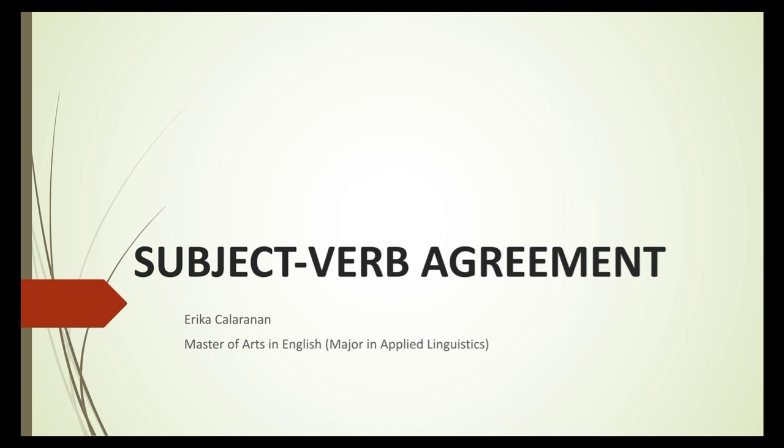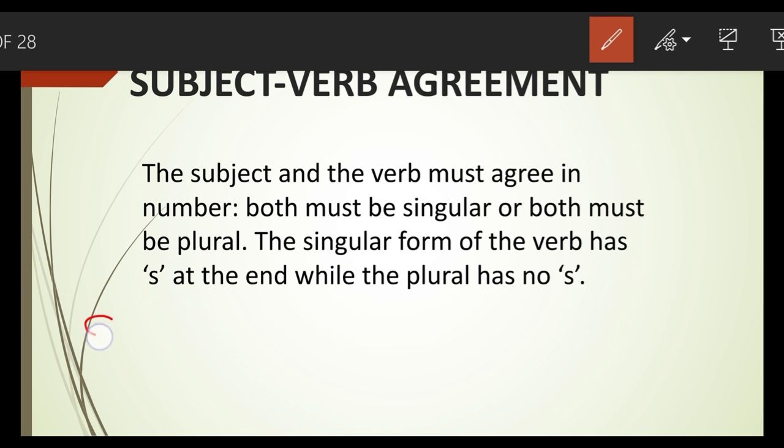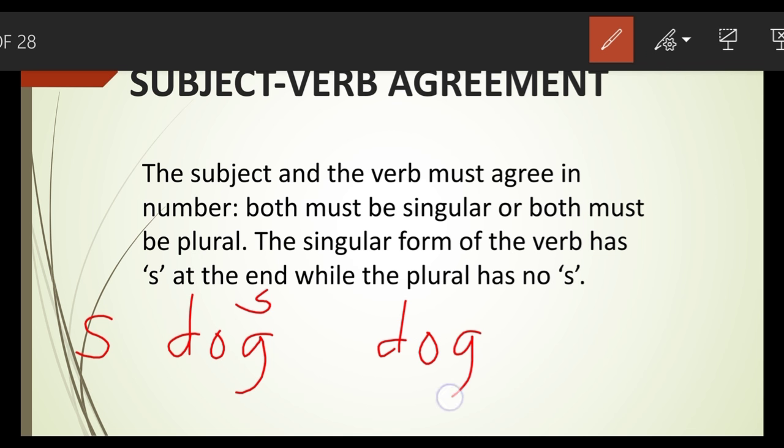So let's start. Ano ba yung tinatawag nating subject-verb agreement? The subject and the verb must agree in number. Both must be singular or both must be plural. The singular form of the verb has an S at the end, while the plural form of the verb has no S at the end. So let's say for example, our subject is dog. So ayan, wala siyang S. So this is singular. But when it has an S, it is plural.